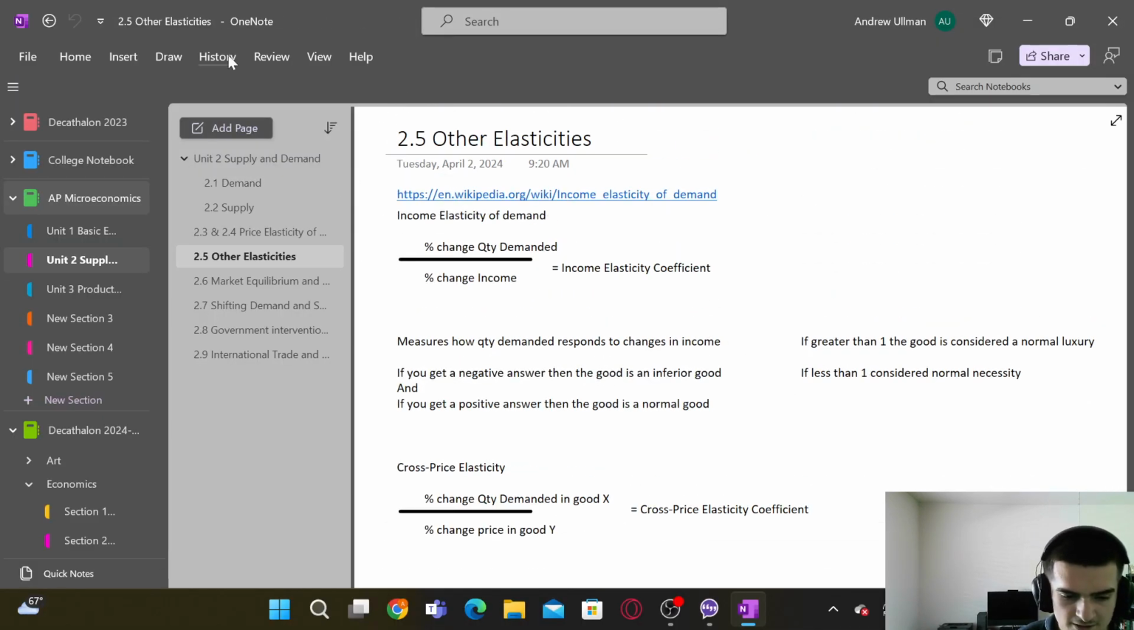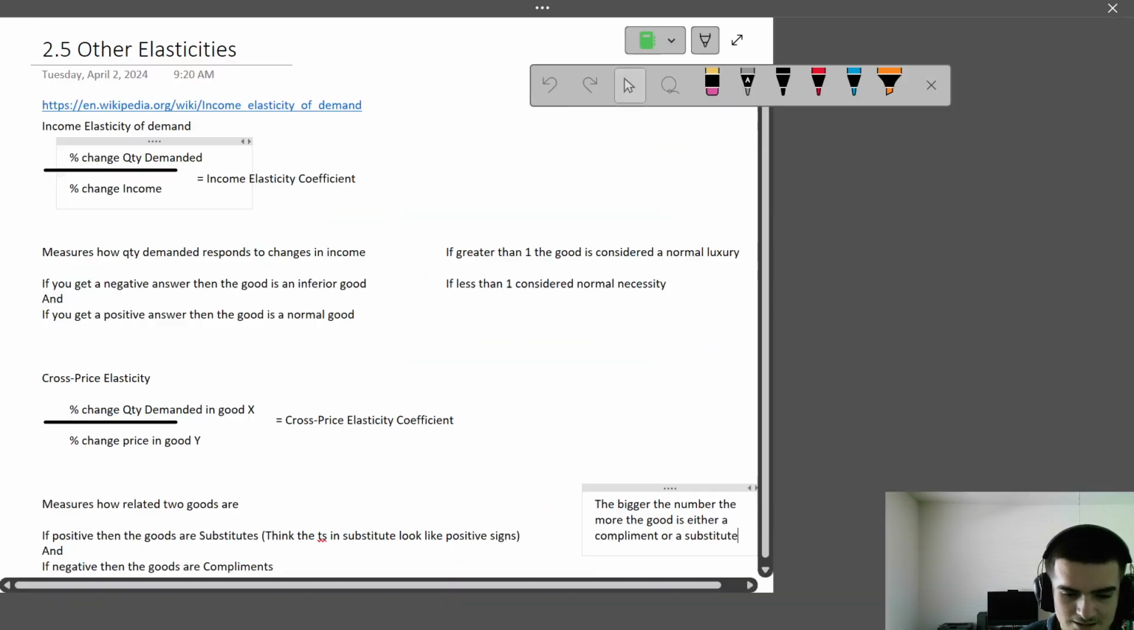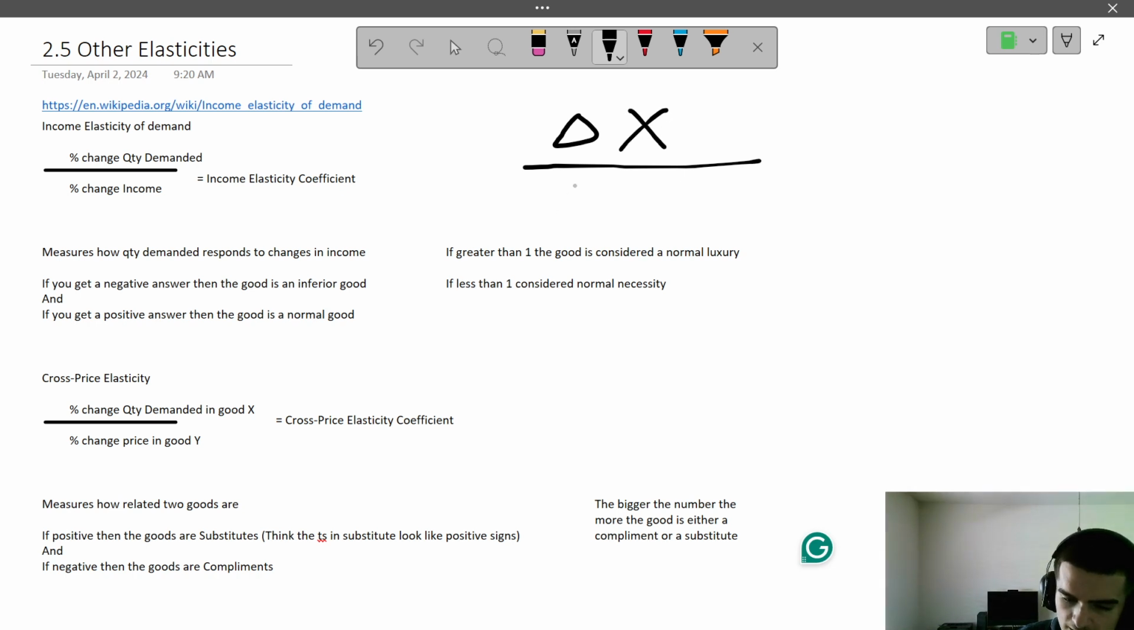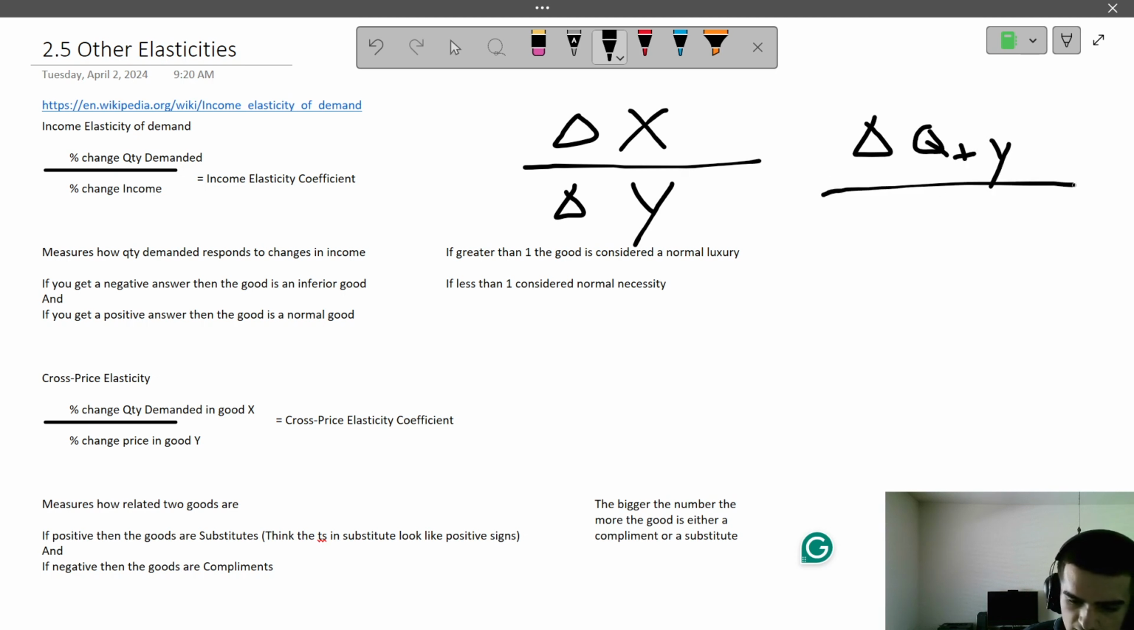Next, we have the other types of elasticities. So there's income elasticity of demand. So our price elasticity, I'll go from there to explain the other ones because it's how I remember the formulas. So change of x over change of y. Well, our x-axis is quantity, and our y-axis is price.